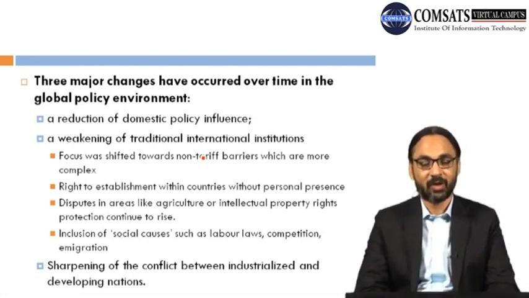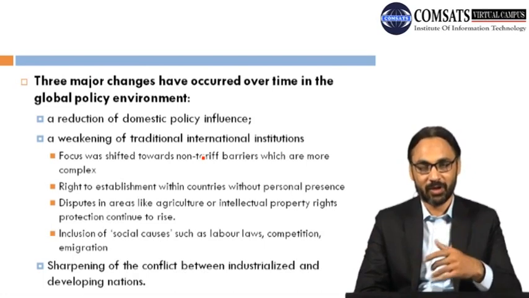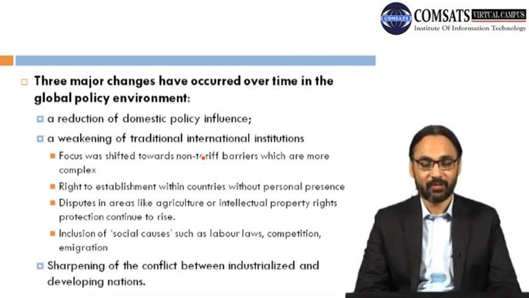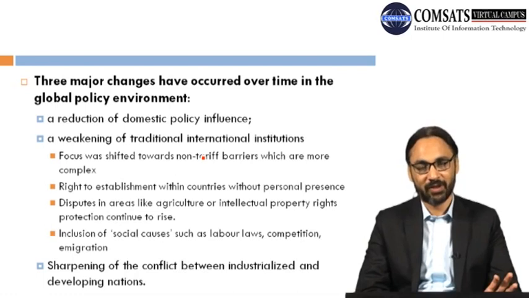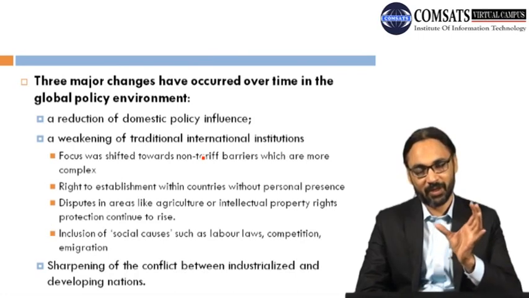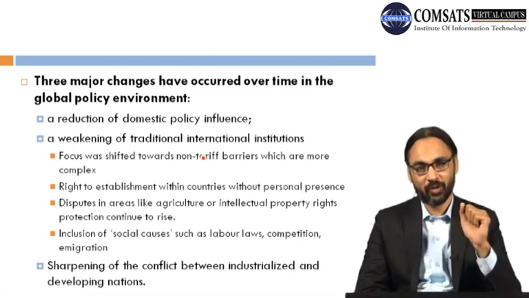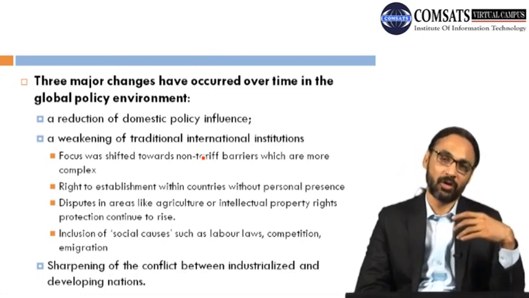The second one is that traditional international institutions are getting weaker. Why? Initially, when they had the GATT, the focus was to reduce the tariff barriers, and they were successful in doing so. Later on, they changed into the WTO. With the passage of time, when they made the WTO, they were more focused on non-tariff related barriers, which are more difficult to remove or handle.